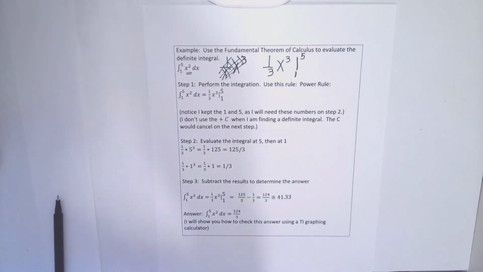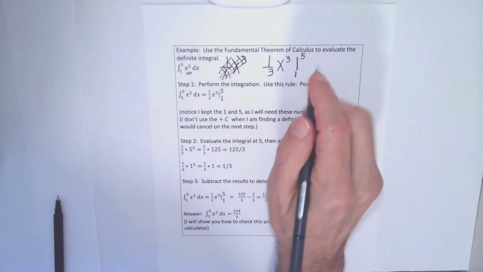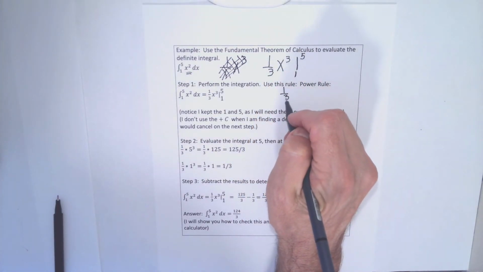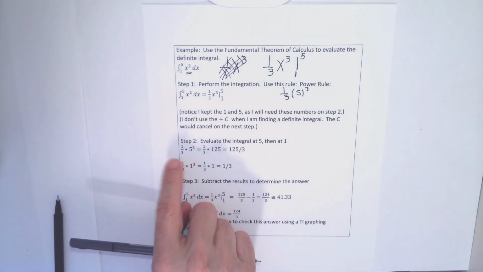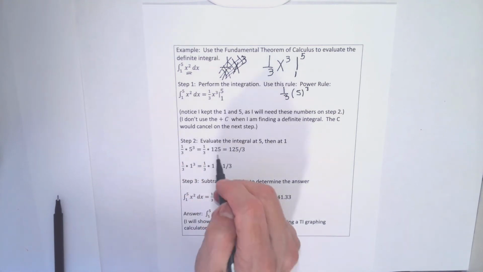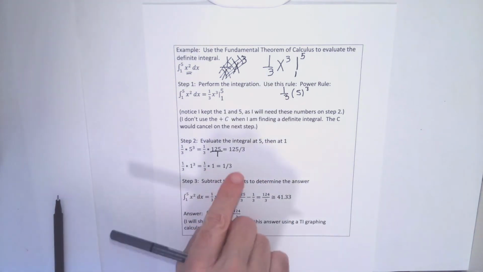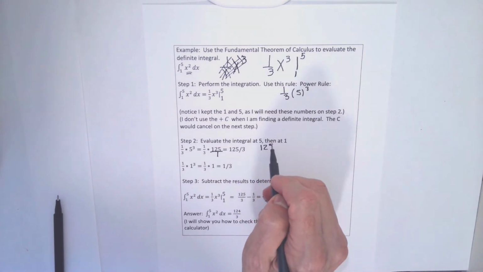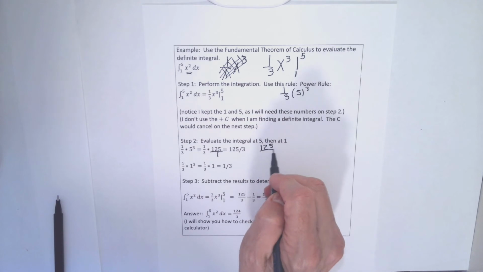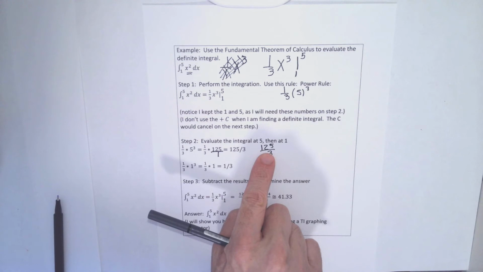So let me do that computation. I'm going to evaluate the integral at the higher number, which is 5. So I'm going to plug 5 in for that x and do 1/3 times 5 cubed. That's evaluating the integral at the higher number. Well, 1/3 is just 1/3. 5 cubed is 125. And I thought of this as 1 over 3 times 125 over 1. And I multiplied the 1 times 125 and got 125. I multiplied the 3 and 1 and got 3. So evaluating the integral at the larger number, I get 125 over 3.